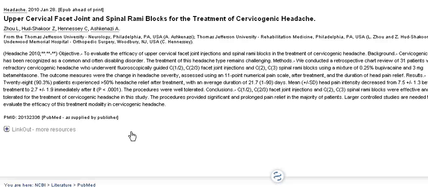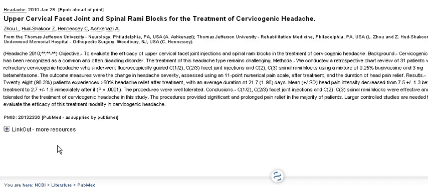This is called Upper Cervical Facet Joints and Spinal Rami Blocks for the Treatment of Cervicogenic Headache. So, treatment for headache that begins in the neck from what they call spinal rami blocks. And spinal rami blocks basically means that they're shooting painkillers or something that's blocking nerves from firing at the spinal rami, the branches of the spinal cord that are coming out at the top of the spinal cord. Upper cervical facet joint just refers to upper cervical, referring to the top of the spine. Facet joint is where the spinal bones come together.